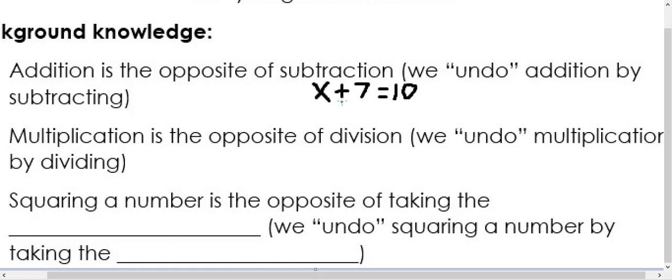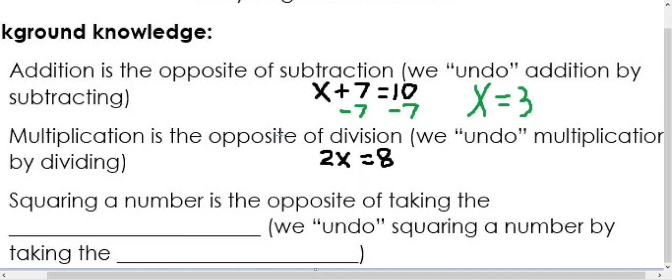So like in this example, if I had x plus 7 equals 10 and I wanted to solve for x, I know I'd have to undo addition by subtracting. So I would do minus 7 to cancel it out on that side. And whatever I do to one side, I have to do to the other side. So that would leave me with x equals, and 10 minus 7 is 3.